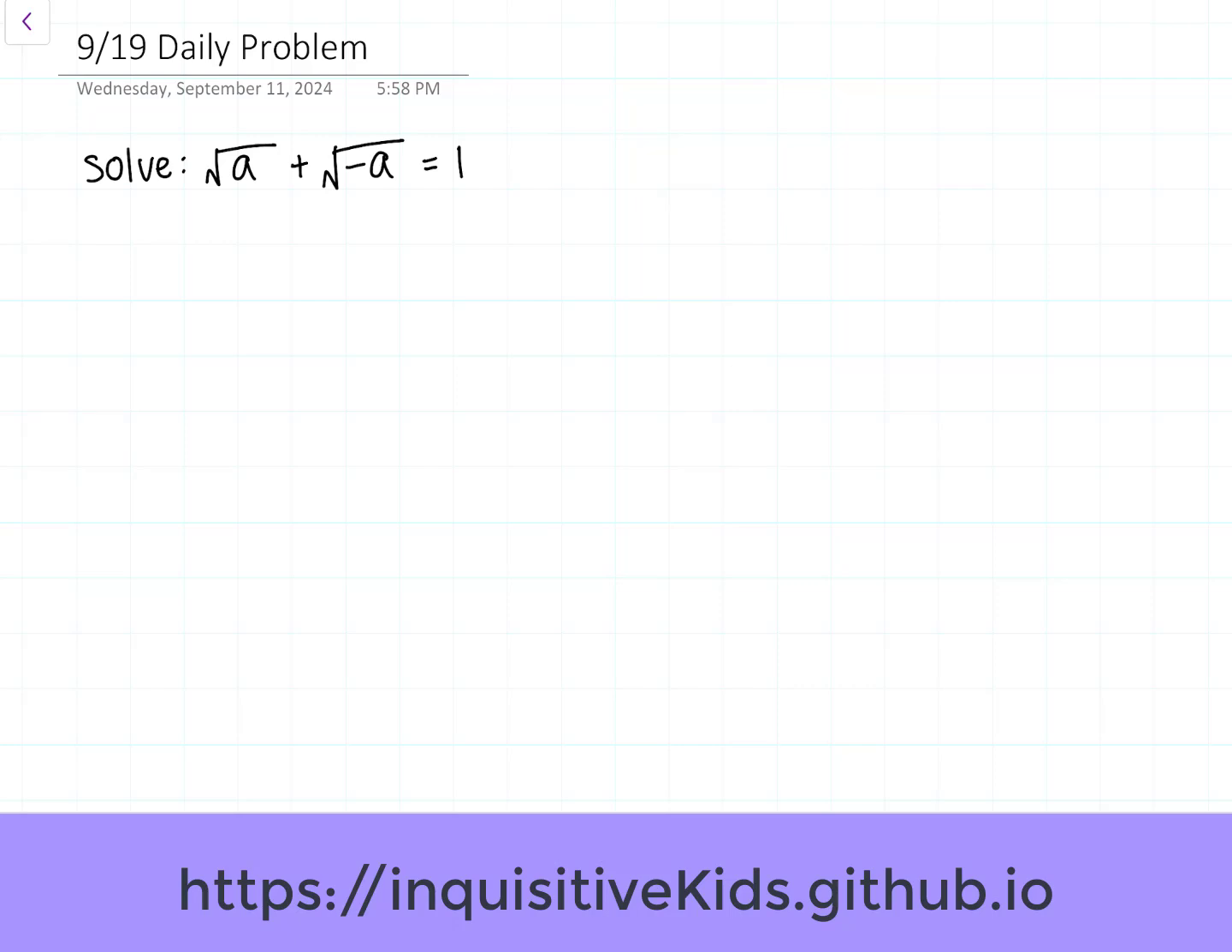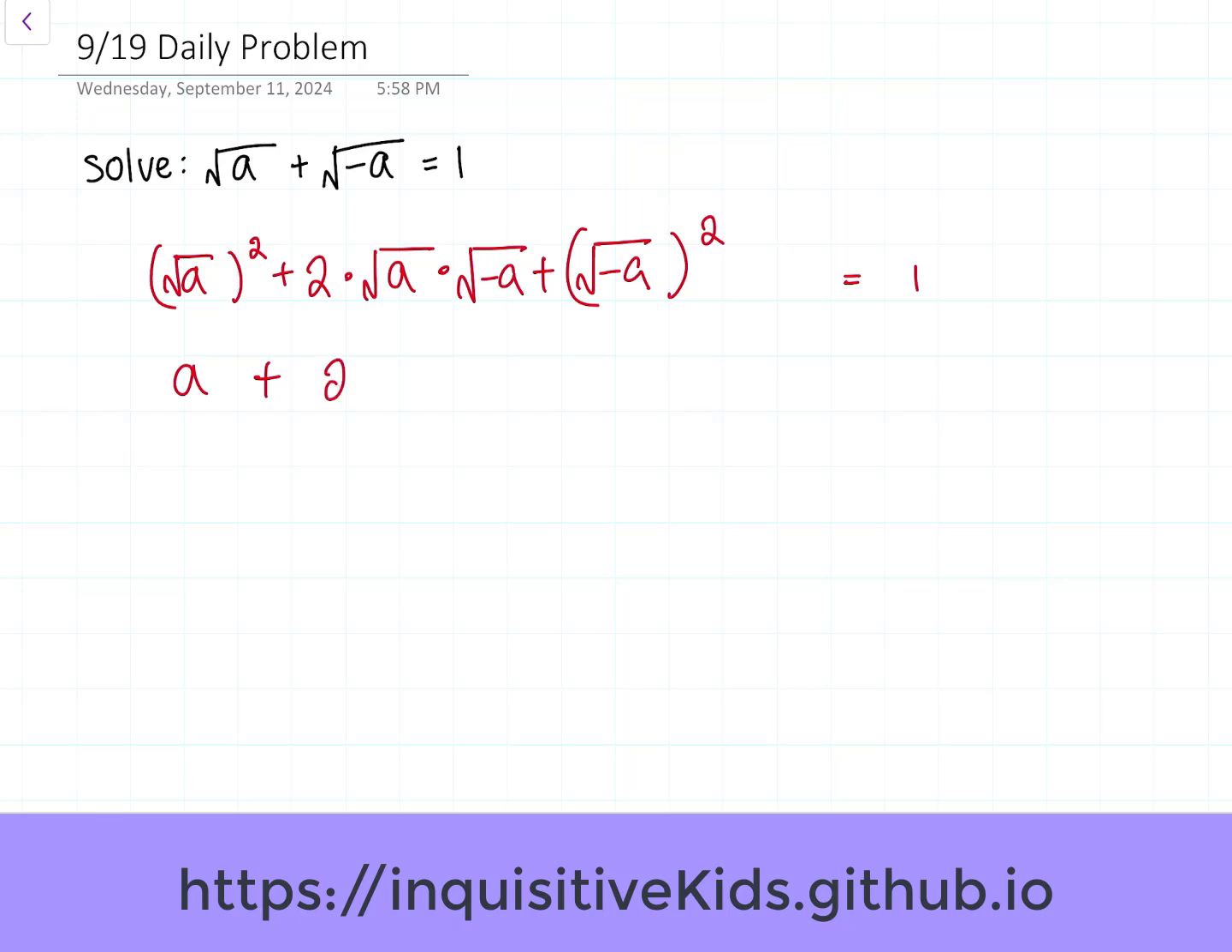We could do this by squaring both sides. So if we squared both sides, the right side would still equal 1. The left side, we would have the square root of a squared plus 2 times the square root of a times the square root of negative a plus the square root of negative a squared. And now we can simplify this even more. So we have a plus 2 times the square root of negative a squared plus negative a is equal to 1.